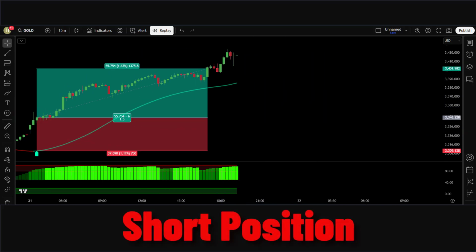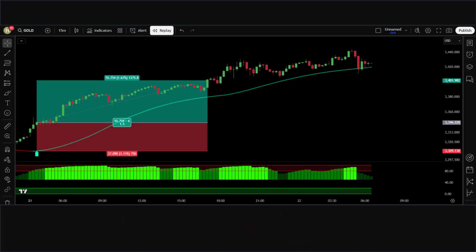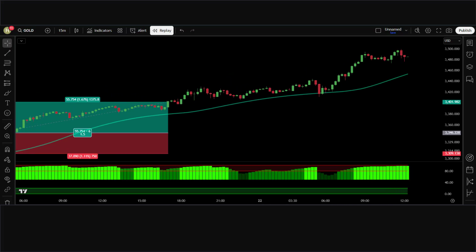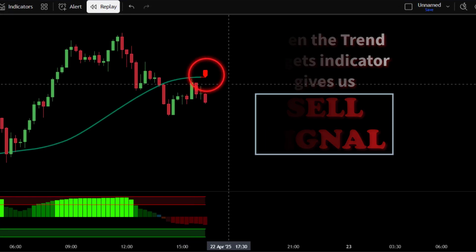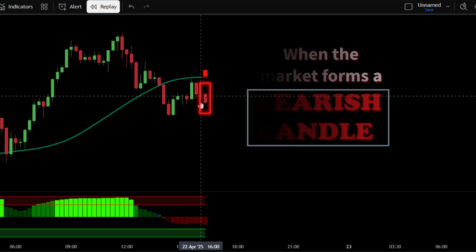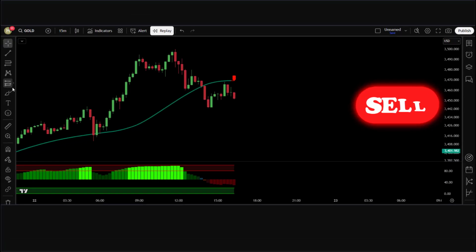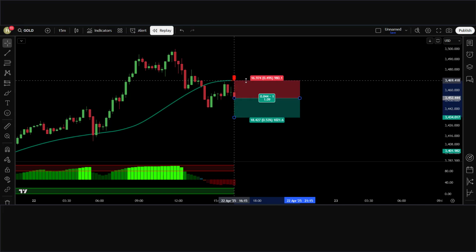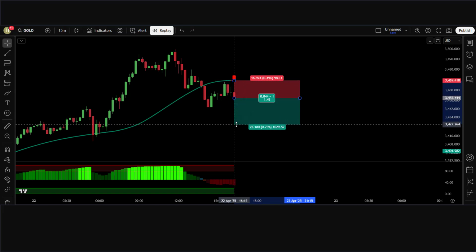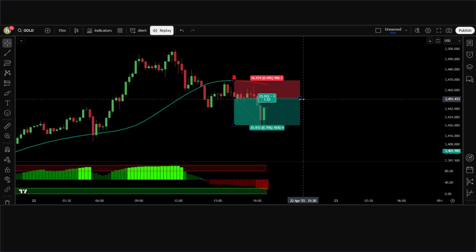Now let us understand short position. When the Trend Targets Indicator gives us sell signal. When the market has formed a bearish candle. When the Hull RSI indicator should be red histogram. If this condition is fulfilled, then we will place sell order. Our stop loss will be placed at the baseline of Trend Targets Indicator. And the risk to reward ratio will be 1:1.5. The market has completely hit the target.